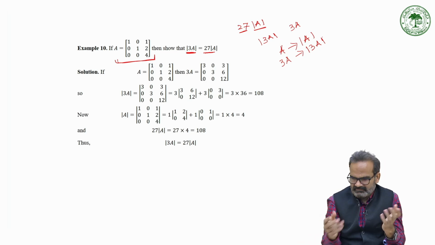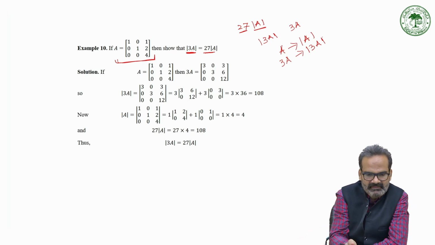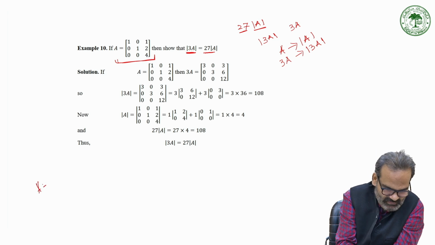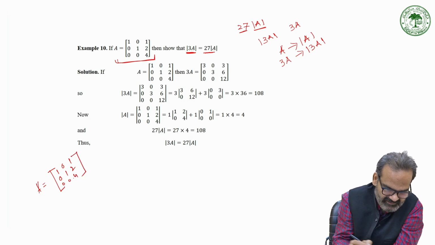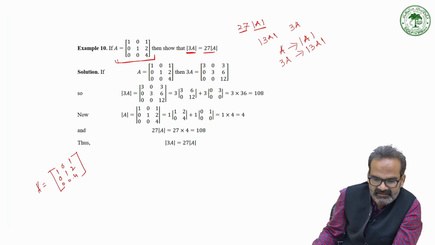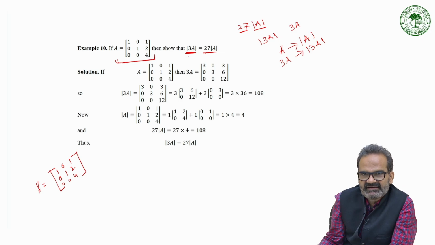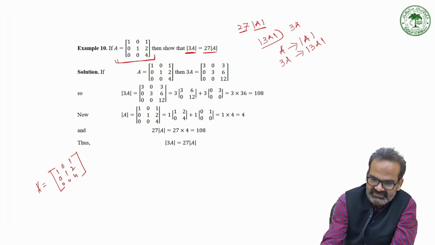Now, you can proceed for the solution. Say A is given this matrix, A is equals to what? 1 0 0, 0 1 0, 1 2 4. This is your A. What we want to calculate? This is the left hand side, take this as a left hand side and take this as a right hand side. So, first we calculate left hand side, that is determinant of 3A.